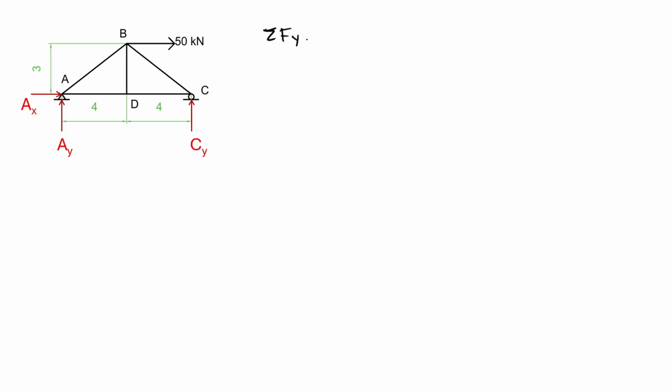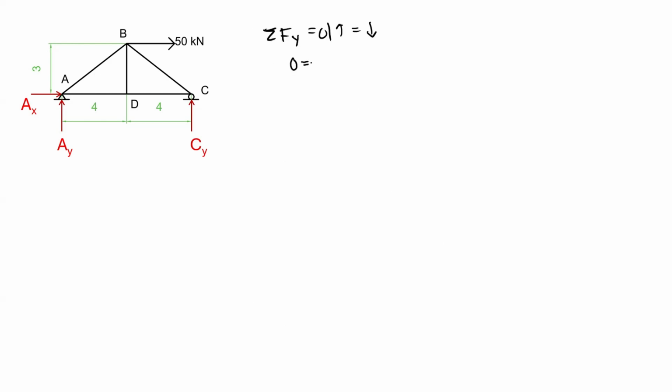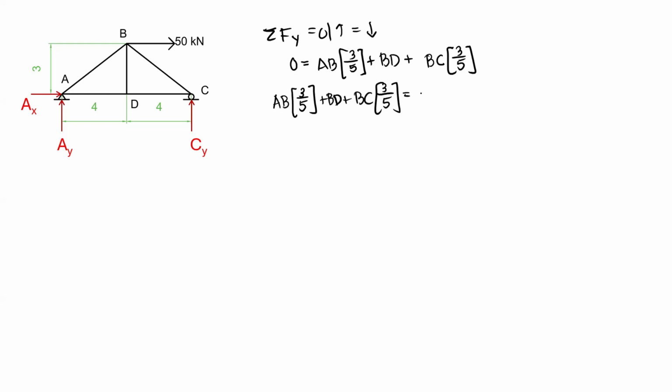Summation of forces vertical equal to 0 for joint B, going up, going down. As you can see, we don't have forces going up, so all of the forces are going down. We have 0 is equivalent to AB times 3 over 5, and then plus BD, then plus BC times 3 over 5. Rearranging in the format of a linear equation: AB 3 over 5 plus BD plus BC 3 over 5 is equivalent to 0. So this is your equation number 4.